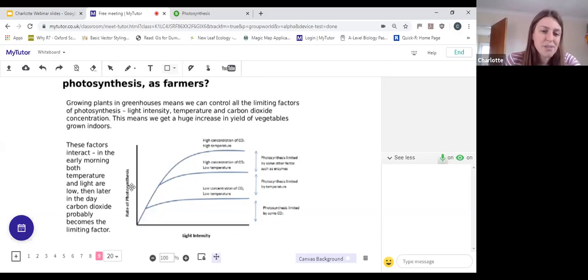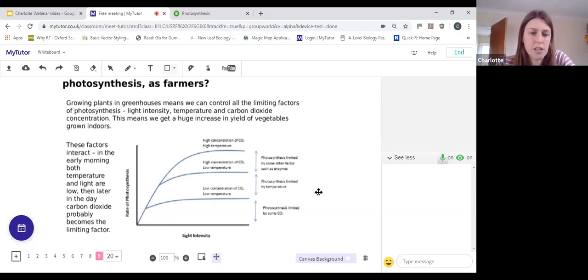So on the y-axis, we have rate of photosynthesis, like we did on those last graphs. So this is how fast photosynthesis is taking place. And then on the x-axis, we have light intensity. So they've put light intensity at the bottom, and then the different lines on the graph show how that rate of photosynthesis is affected by light intensity in combination with other factors.